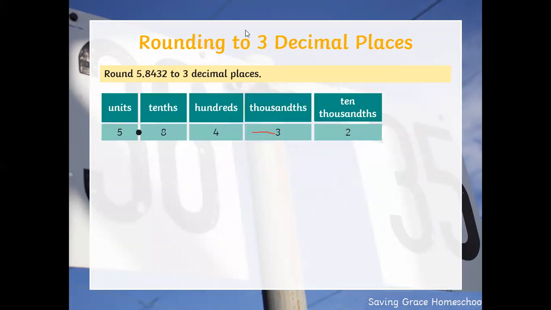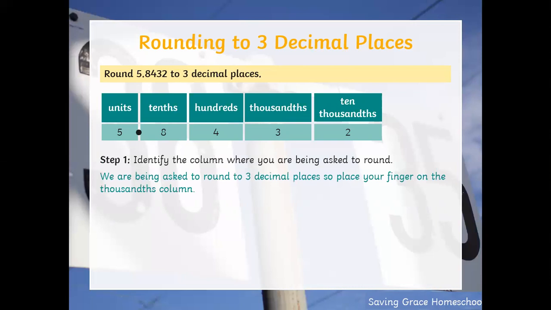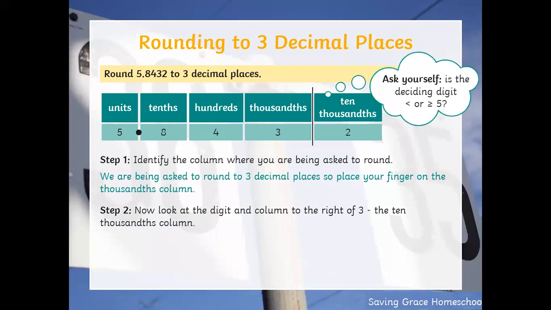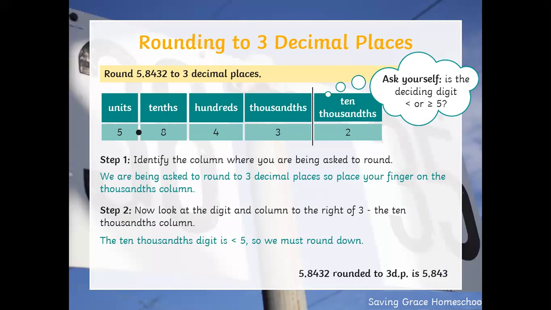Okay, now they want us to round to 3 decimal places. We have 5.8432. Identify the column you are asked to round. That will be 3. Then you look at the digit in the column to the right of the 3, the ten-thousandth column. Is it higher than 5 or is it lower than 5? You can see 2 is lower than 5. Therefore, it will stay exactly the same. 5.8432 rounded to 3 decimal points is 5.843.